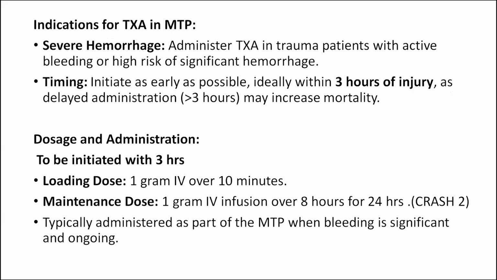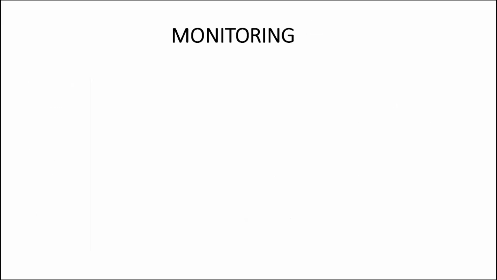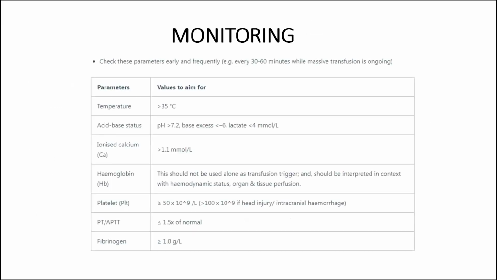CRASH 2. So for evidence for tranexamic acid, please remember the MATTERS trial and the CRASH 2 trial. These are most important. Again, you have CRASH 2 and CRASH 3 both. So TBI and trauma both come into the picture. In both places tranexamic acid has proven some benefit for sure. This is the evidence for the use of tranexamic acid. What all of these trials are majorly telling is early initiation. What is the timeline cutoff? 3 hours.